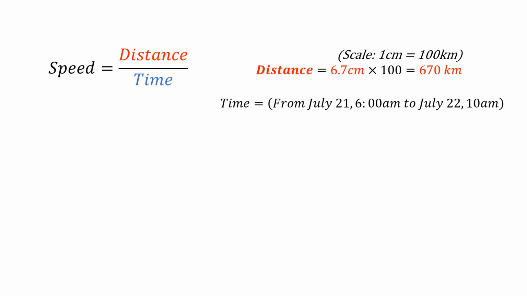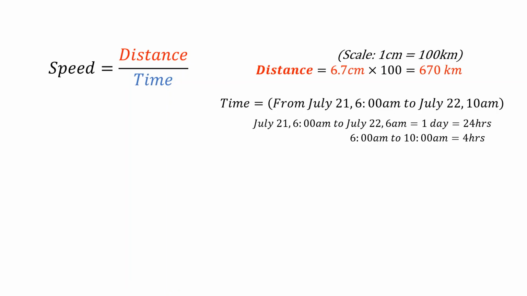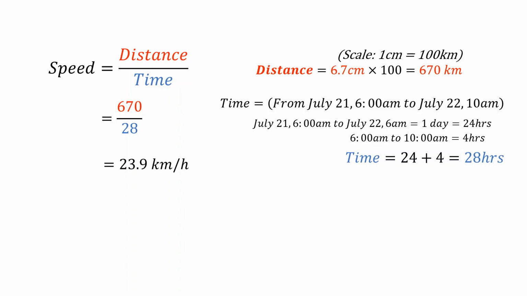As for the time taken, it is from July 21st 6 a.m. to July 22nd 10 a.m. July 21st 6 a.m. to July 22nd 6 a.m. would be one full day, 24 hours. But then there's another 4 hours to go from 6 a.m. on the 22nd to 10 a.m. on the 22nd, which altogether gives us a length of time of 28 hours. 24 plus 4 is 28 hours. Therefore, the speed of our hurricane is 670 kilometers divided by 28 hours, which equals 23.9 kilometers per hour.